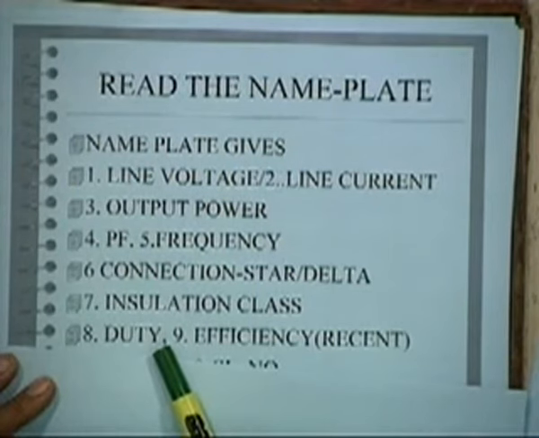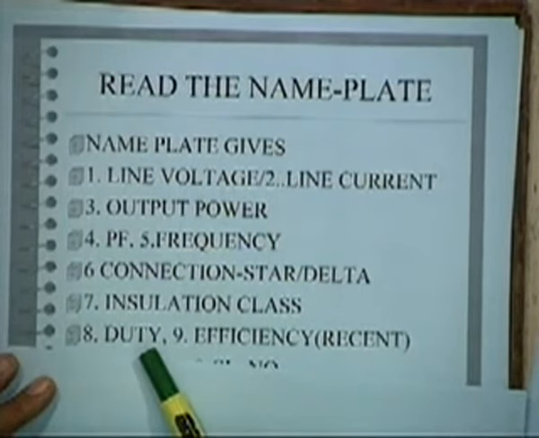Then it will also tell you the duty for which it can be used. Duty means can it be used for short time duty, or intermittent duty, or continuous duty. So there can be a motor which will work for 24 hours a day, 365 days a year, and till the motor is burnt out, it is not taken out, because it is used continuously. That's called a continuous duty. So that you should also see.